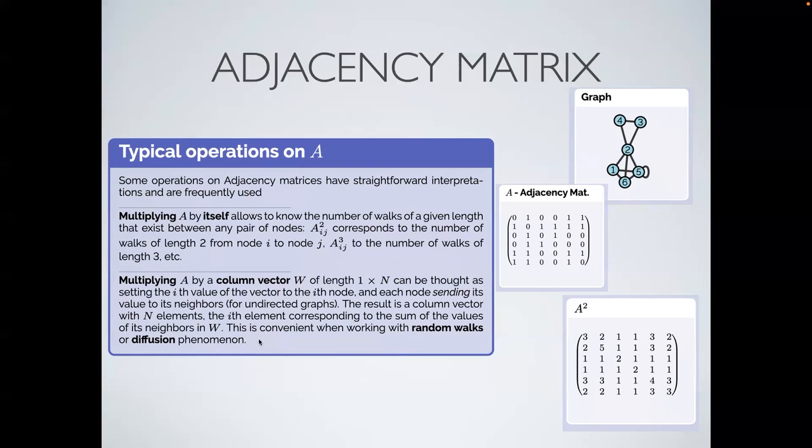Also, if you multiply a matrix by a column vector, this represents a kind of diffusion phenomenon. Again, we will go back to that when we have a class on spreading on networks, and also in machine learning. But basically, if you take a matrix and a vector and multiply them, the values in the vector represent values that you put on the nodes, and each node is kind of sending its value to its neighbors. That's the interpretation.